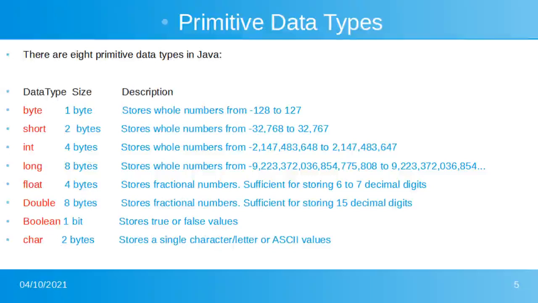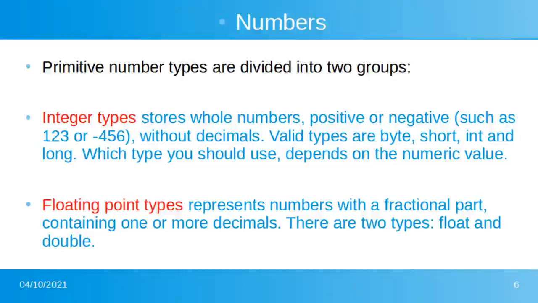to 7 decimal digits, and double, which stores fractional numbers, sufficient for storing 15 decimal digits. Second last is boolean, which stores true or false values. Last is char, which stores a single character, letter or ASCII values. Numbers. Primitive number types are divided into two groups. First one is integer types, which store whole numbers, positive or negative, such as 123 or -456, without decimals.